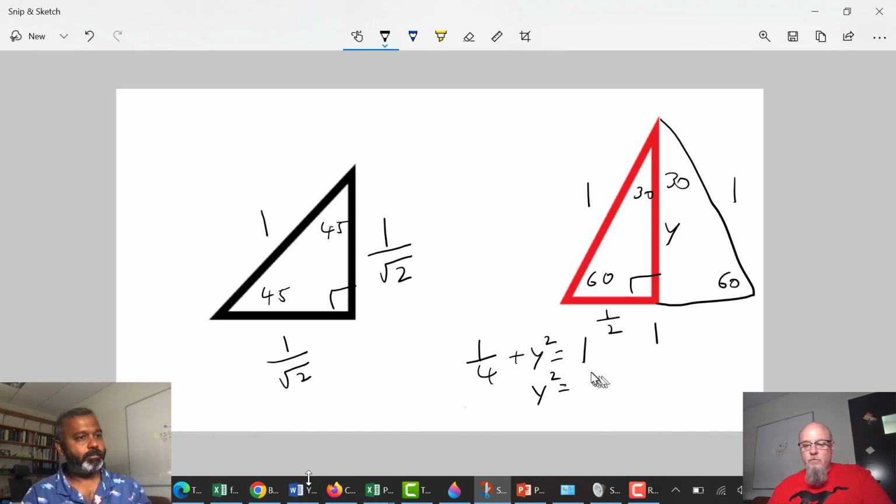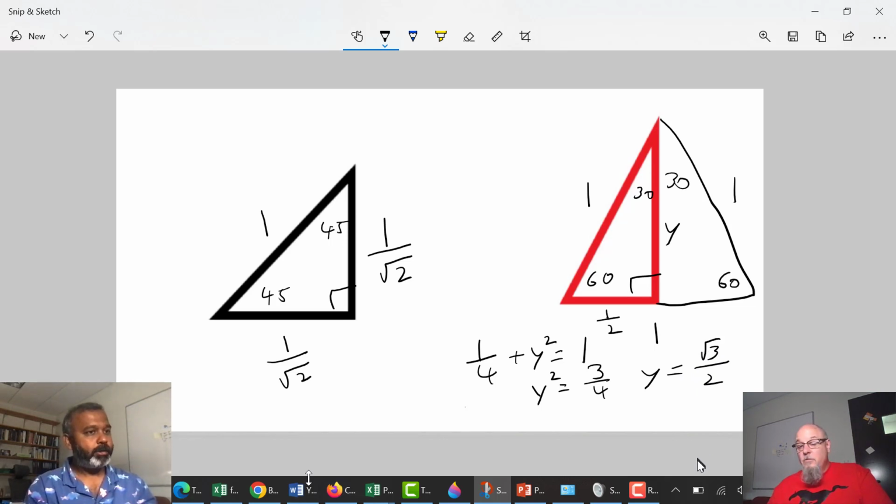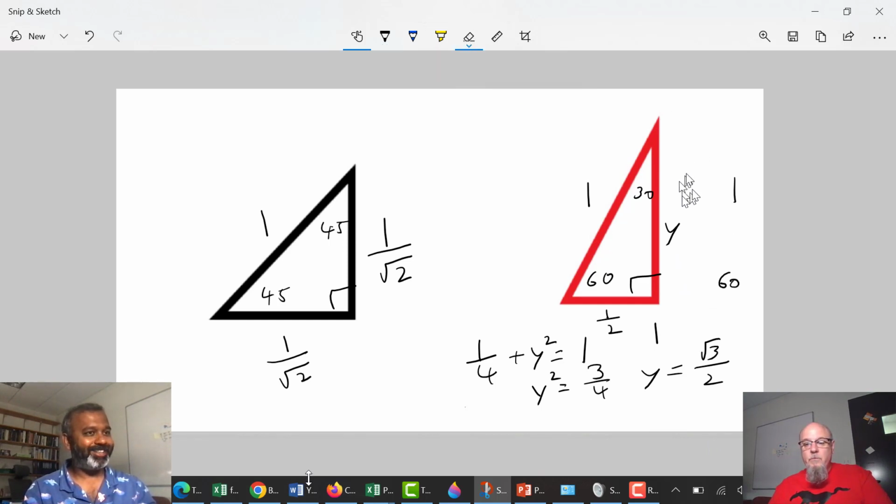Going to subtract a quarter from both sides. Going to square root both sides. Same thing with the plus or minus, we don't have to worry about negative because it's the length of something. So now this is root 3 over 2. Now I need a lot of erasing here. I'm just getting rid of all these. We use Pythagorean theorem twice, and I'm going to have to put that half back.